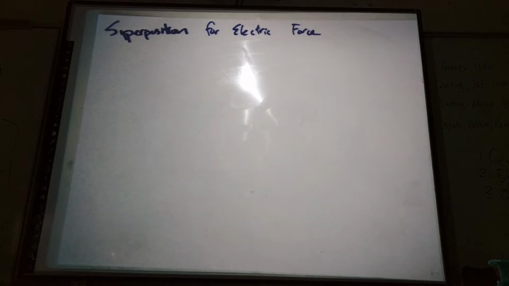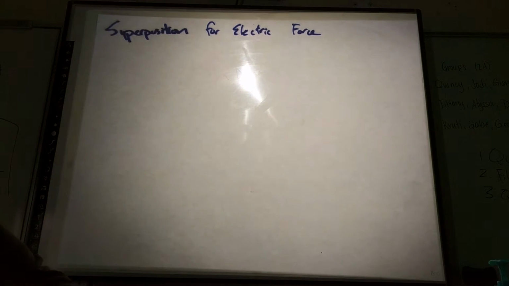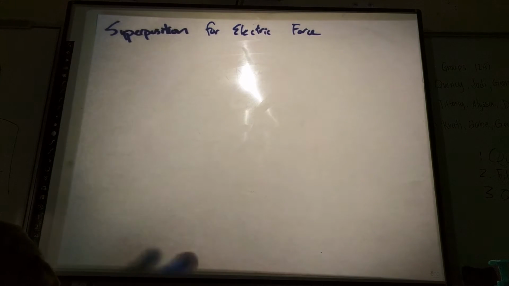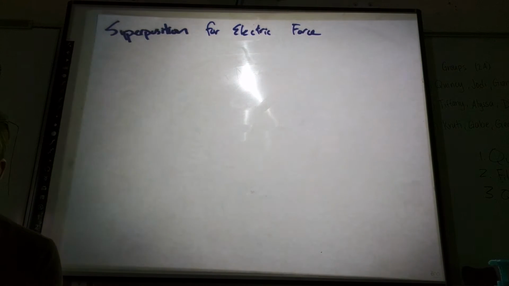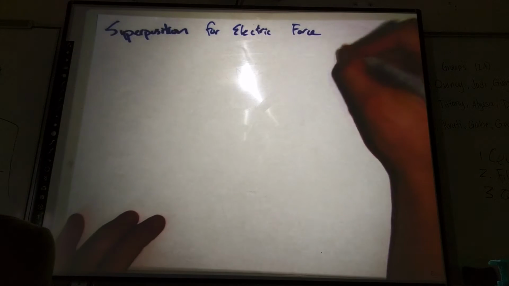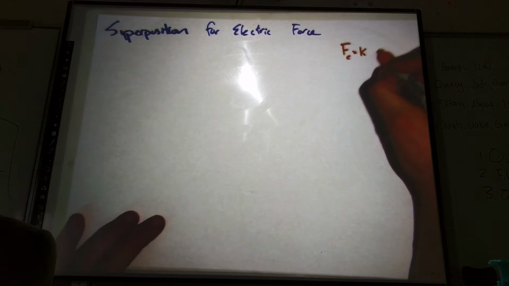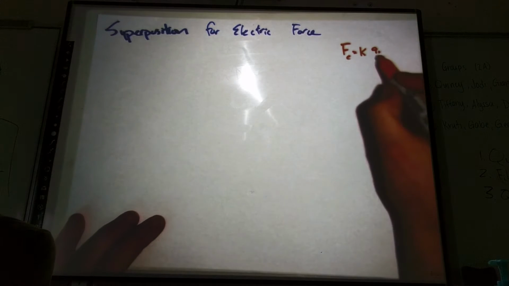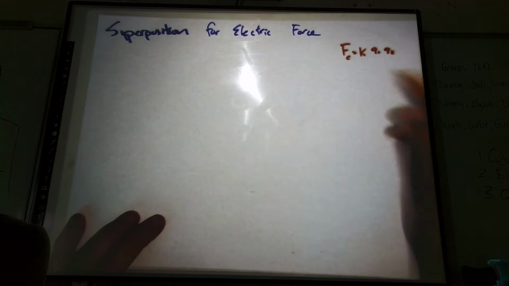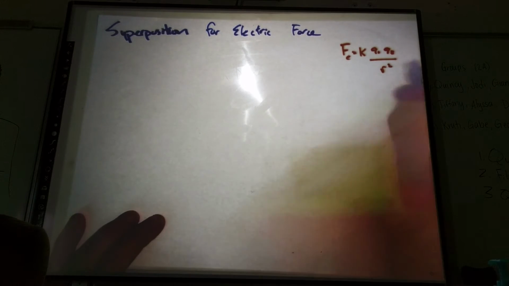Superposition for electric force, that's the subject of this video. We just covered the equation for electric force, how to find it, what it depends on. Recall that the equation for the electric force is K times the charge of one, remember, we're using Q for charge, times the charge of the other particle, divided by how far away they are squared.